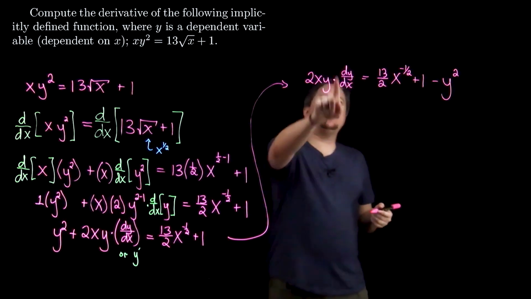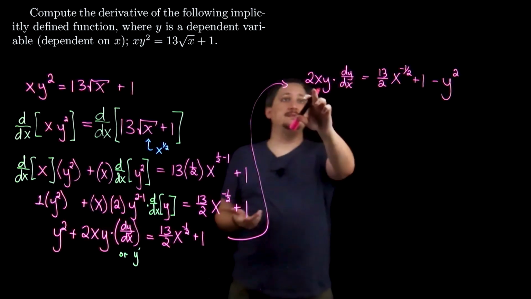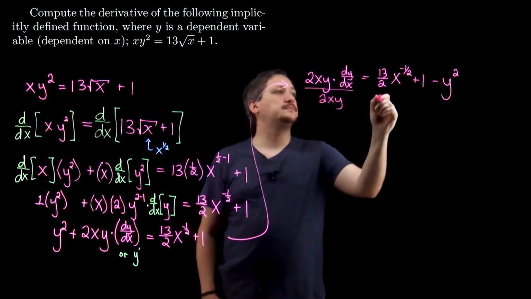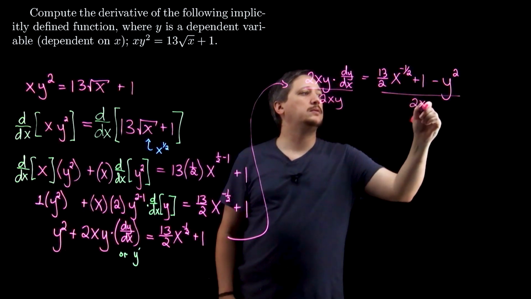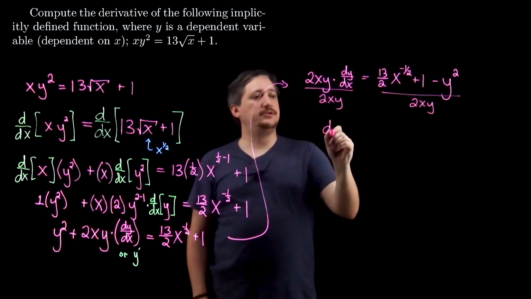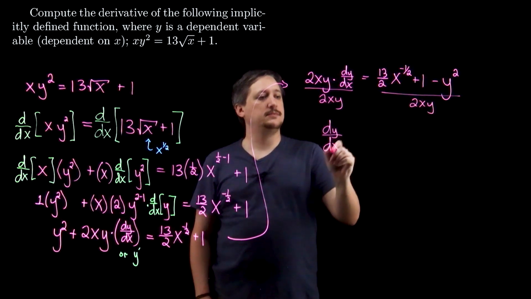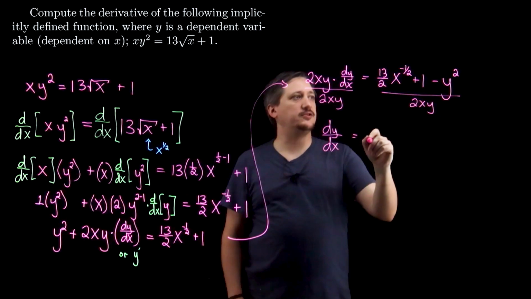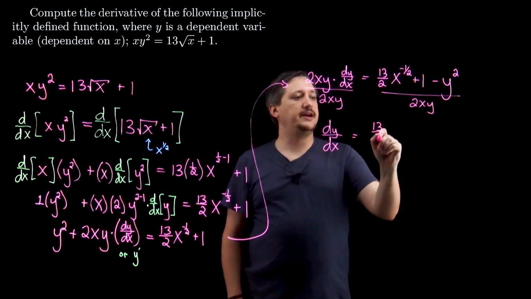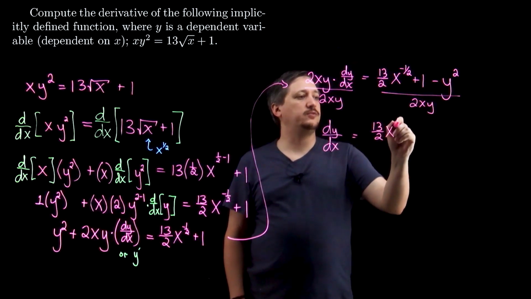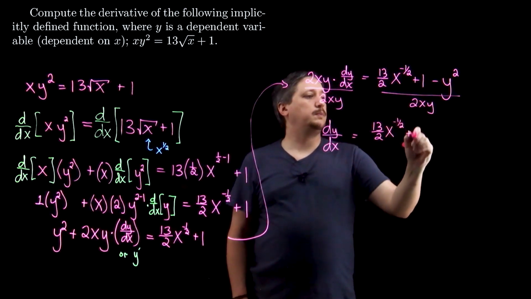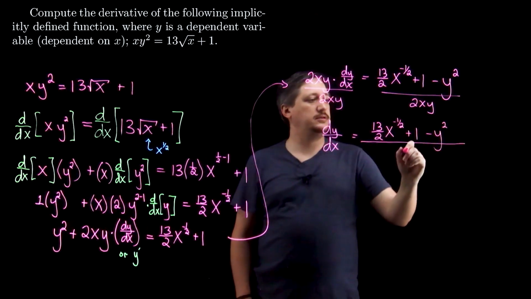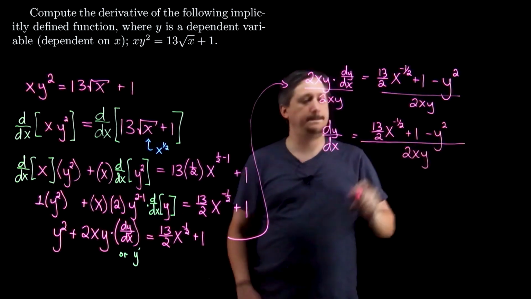And finally, my goal is to get the dy dx by itself, so I'm going to divide by the 2xy, right? So divide both sides by 2xy. And that's going to get me dy dx equals, and then this, I'm basically just going to leave as it is. So I'm going to have 13 halves x to the minus 1/2 plus 1 minus y squared all over 2xy. Okay?